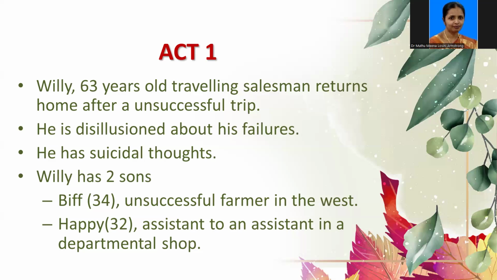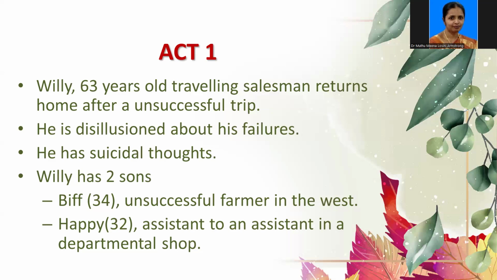Here, Willie is 63 years old, a traveling salesman, and he returns home after an unsuccessful trip. He is disillusioned about his failures. He was upset and he felt depressed about his failures. He thought of a successful life, but it cannot be attained at the age of 63. So he returns to his hometown with failures in a depressed mind. And as a result of that, he has suicidal thoughts. And he has two sons.